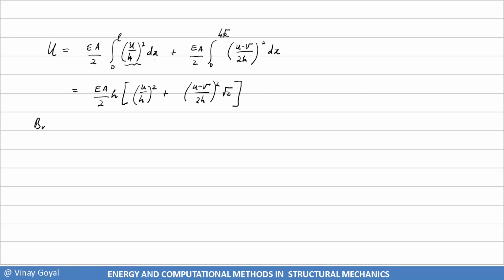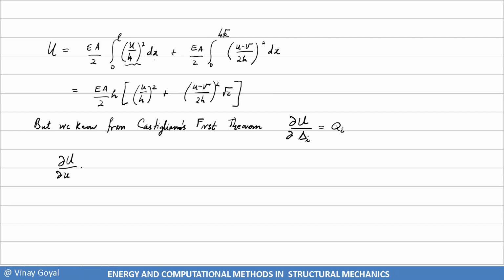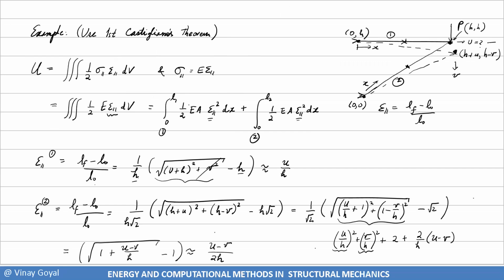But we know from Castigliano's first theorem that if I take the strain energy and take the derivative with respect to the deflection delta i, I'll get the load Q i. Well, guess what? Partial of U with respect to the deflection u, isn't that exactly 0? Because I'm not applying a load in this direction. At that point, I'm not applying an axial load.